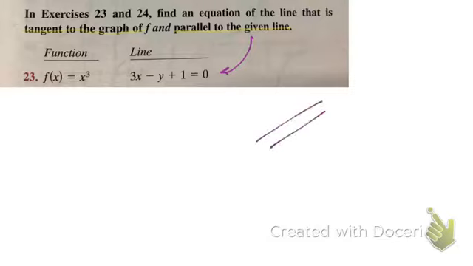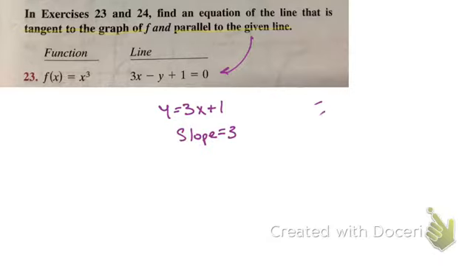So I wish I knew what the slope of this one was, and that's easy enough to figure out. If I rearrange this equation, I get y equals 3x plus 1. I can tell that the slope is equal to 3. Okay, awesome. So how does that help me? Find the equation of the line that's tangent to the graph of f.